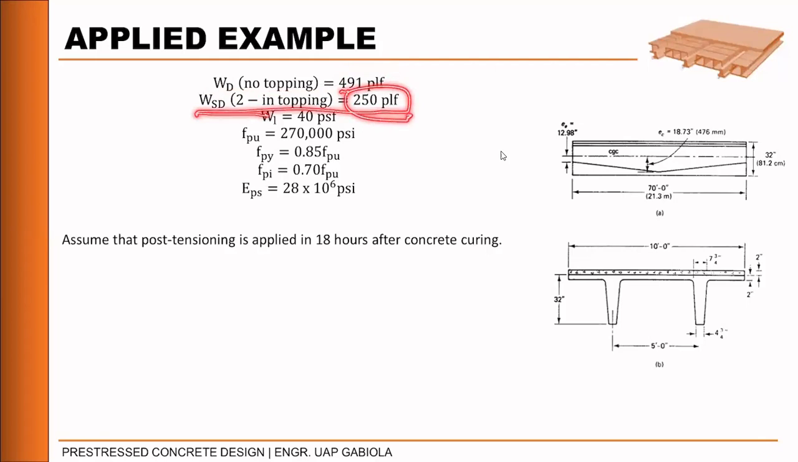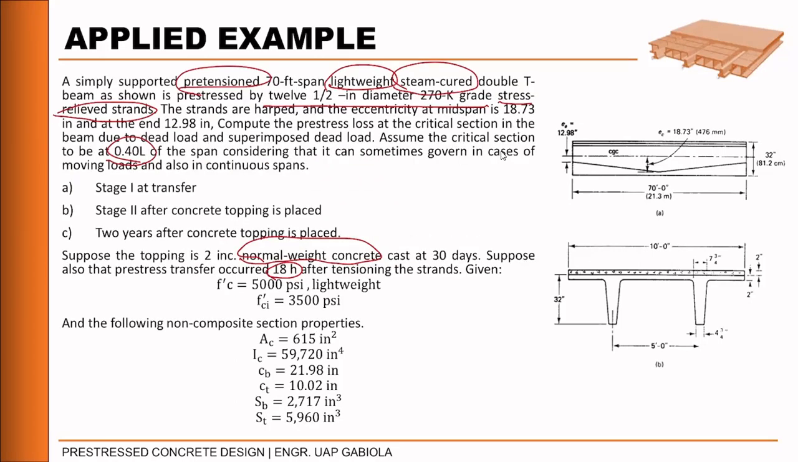Okay? And then we have W1. So ito is I think yung moving load niya. So hindi naman natin gagamitin yan. And then FPU. So yung mga properties ng ating strand, okay? Then EPS, yeah. So assume that the post-tensioning is applied 18 hours after concrete coring. So after 18 hours na mag-cure yung concrete, meron na siyang strength na 3,500. So yun yung ibig sabihin, no?